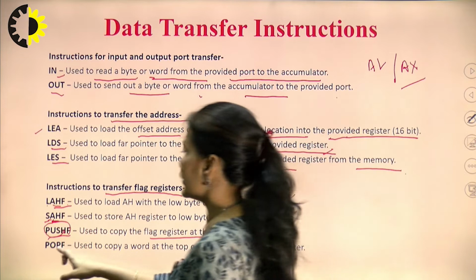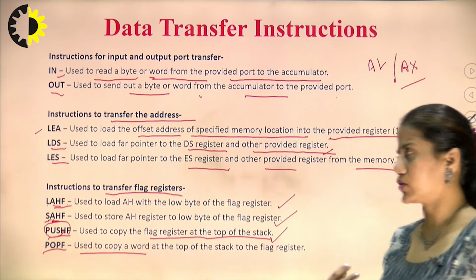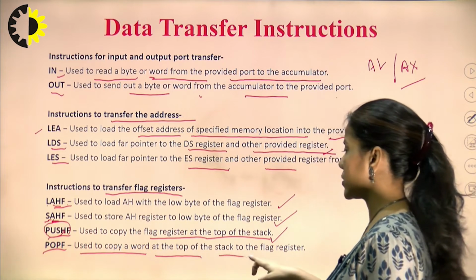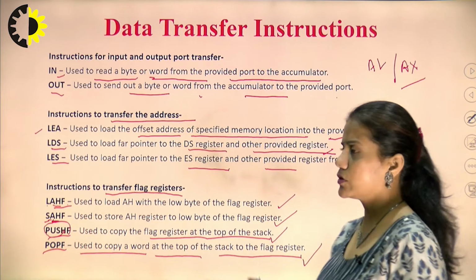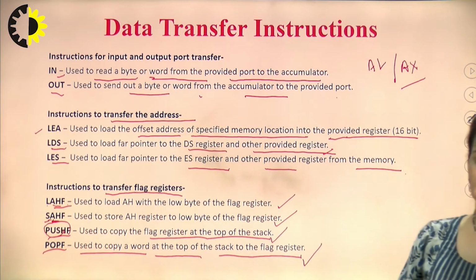POPF is used to pop the word from the top of the stack, that is, it is used to copy the word present at the top of the stack to the flag register. So it is popping out the contents from the stack and copying them into the flag register.